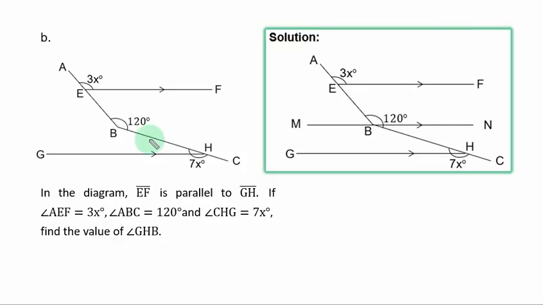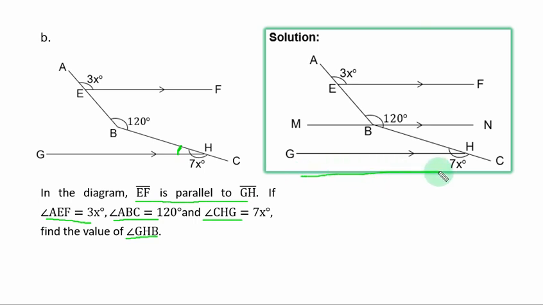Question 1B. In the diagram, EF is parallel to GH. If angle AEF is 3x degrees, angle ABC is 120 degrees, and angle CHG is 7s degrees, find the value of angle GHB. That is this angle only. So to get that angle, the diagram is adjusted to this form.